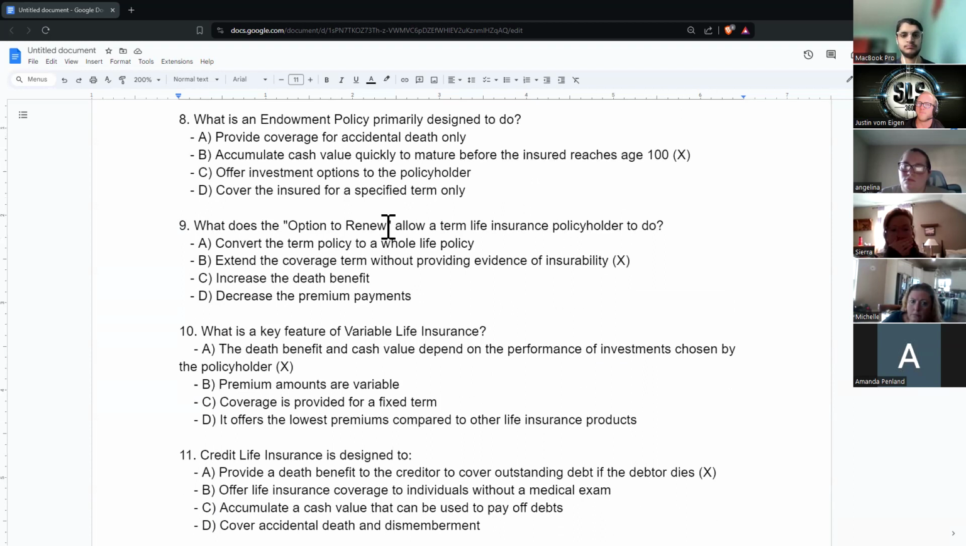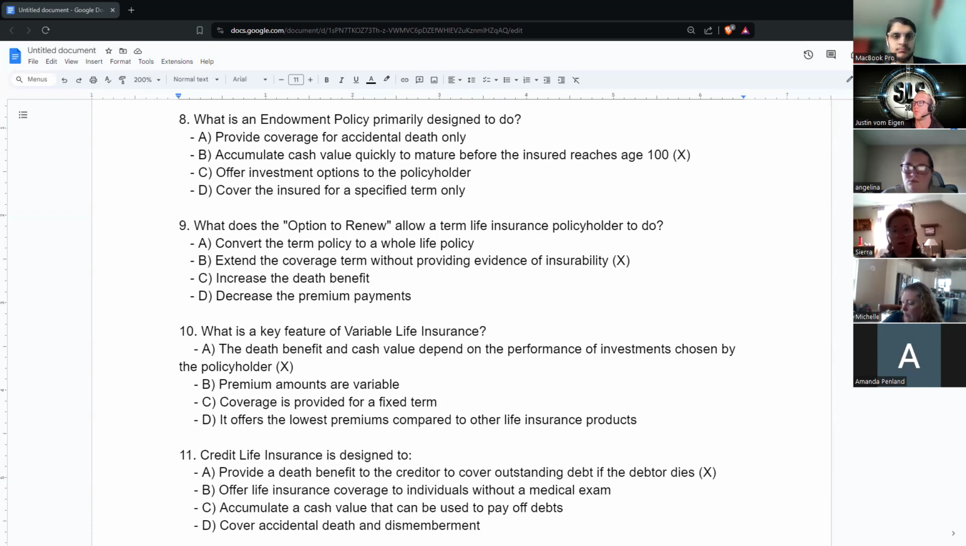Option to renew is called a guaranteed renewable term policy. It allows you to extend the coverage without providing evidence of insurability. So say someone gets a 20-year term policy, then they're like, you know what, I want to keep the term, then they can just keep the term going. The most common one is an annual renewable term where it goes up a little bit every year. If someone gets a 20-year renewable term policy, they barely ever renew it because at the end of the 20 years, the premium shoots up crazy high. And then it makes sense for them to just get a different policy.